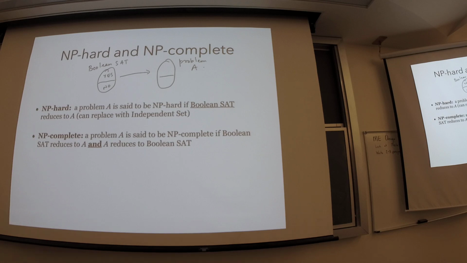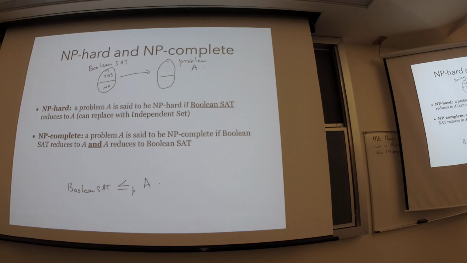And so remember, this is like saying that Boolean SAT is in some sense easier than problem A. This is why I introduced this notation. So intuitively, it's a problem that is harder than Boolean SAT, and that is intuitively why we call it NP hard. Hopefully this notation makes sense and lets you appreciate the difference.